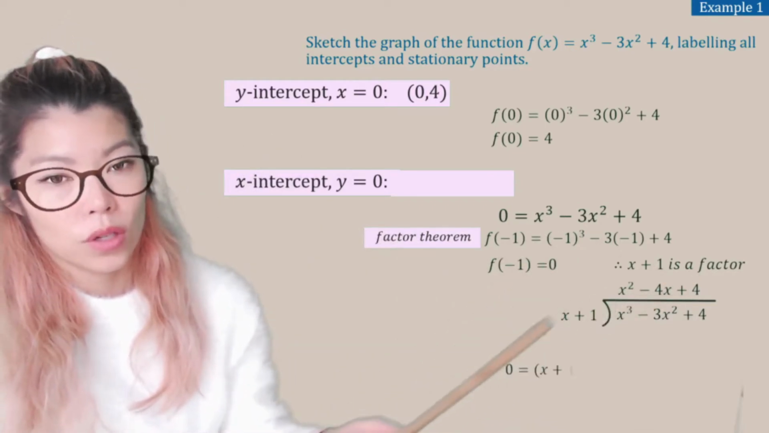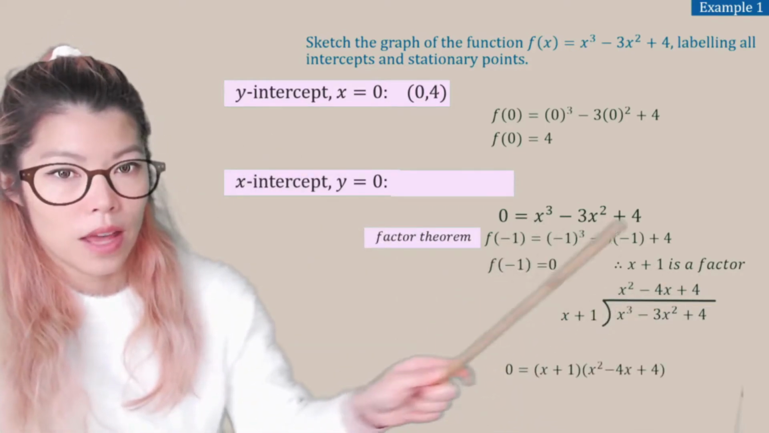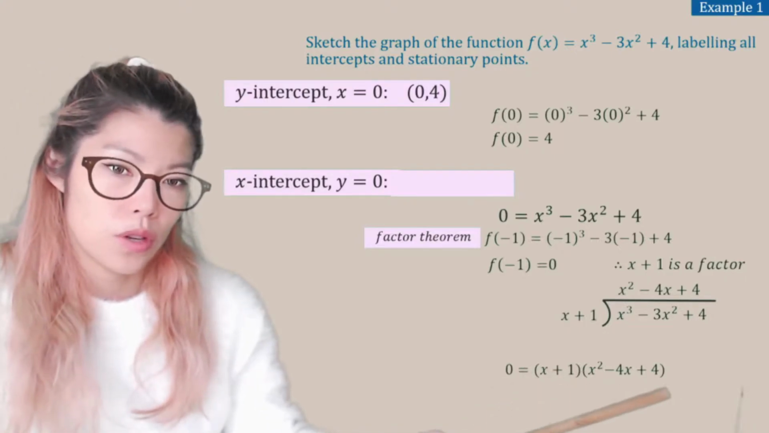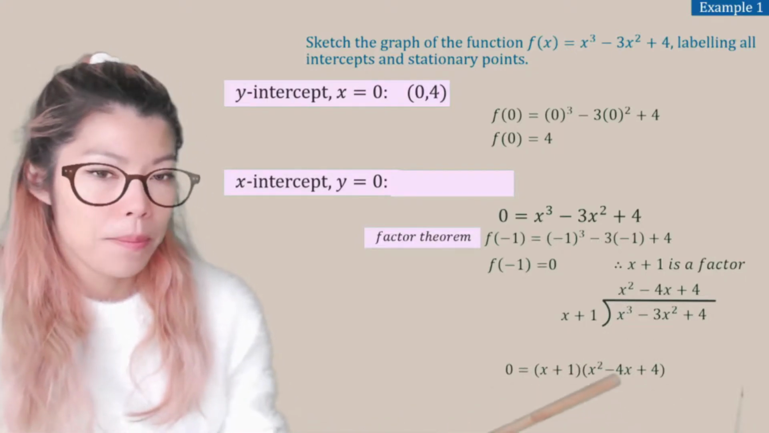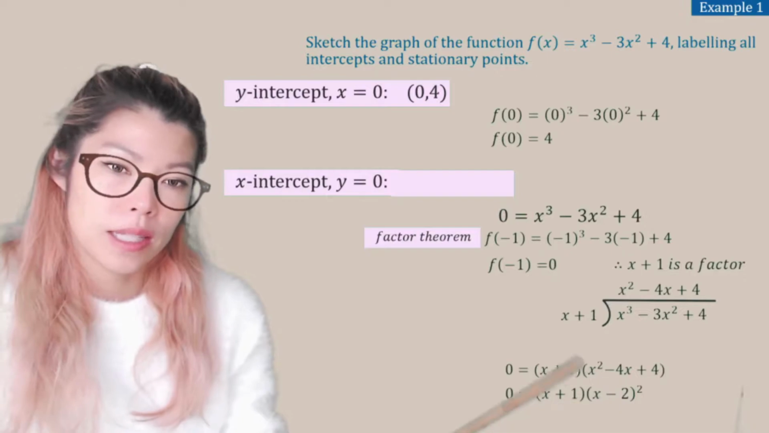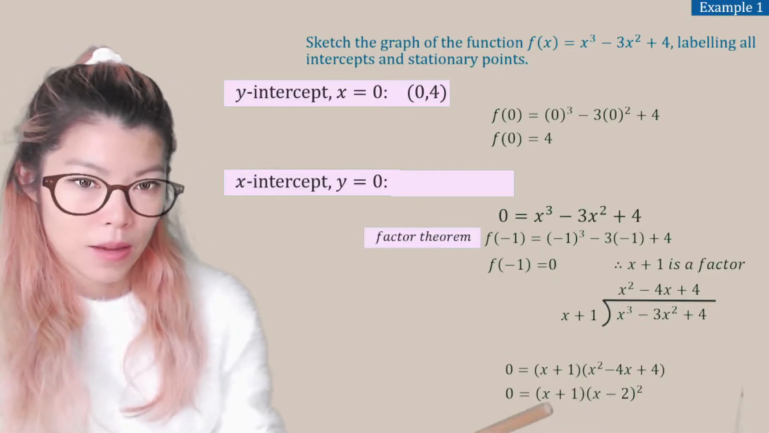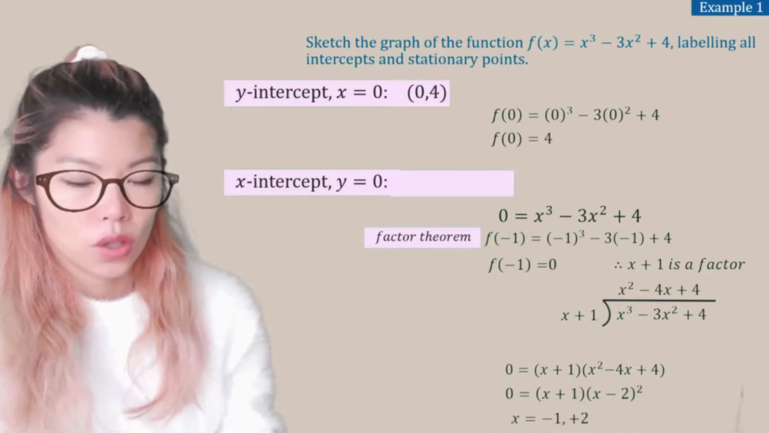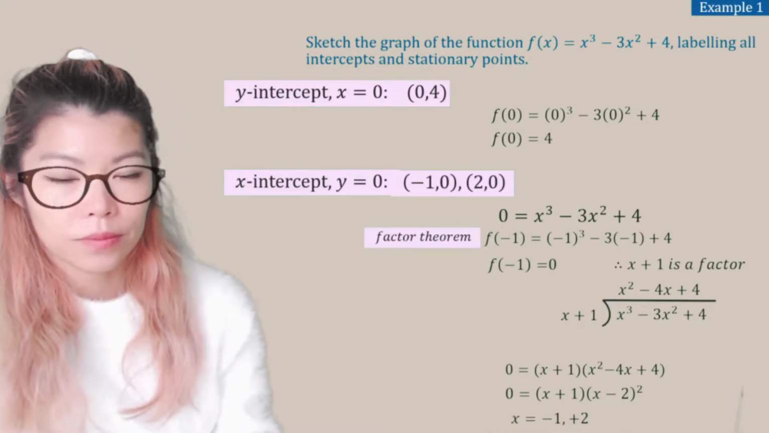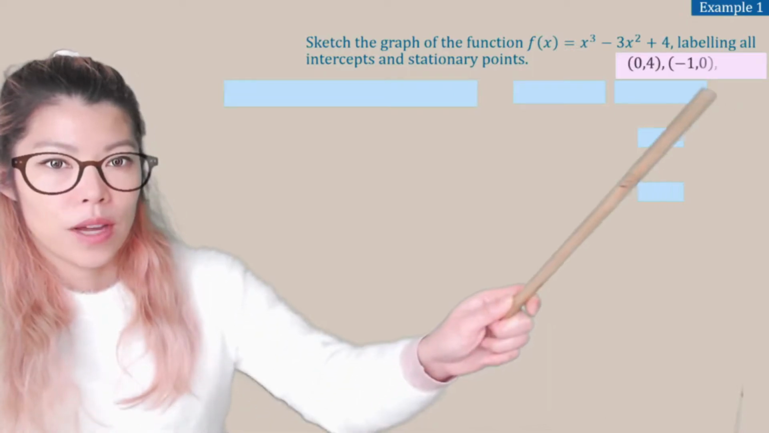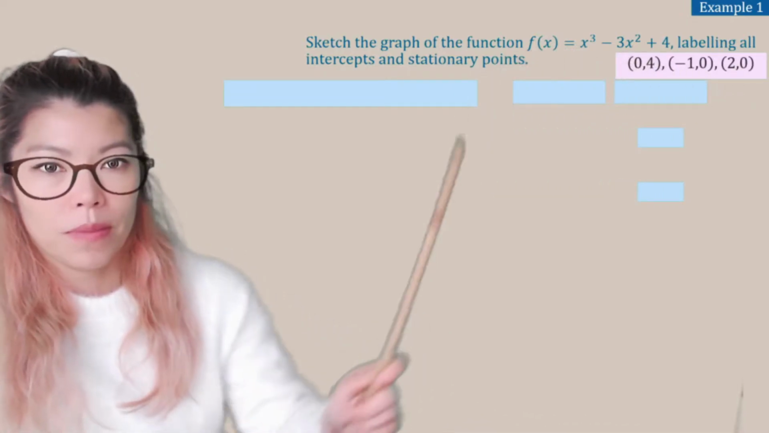Now we have the quotient, so we have that factorized as x + 1 and the quotient. Can you do anything with that part? Yes you can. That's just (x - 2)^2. Now we've factorized it, we can find the x-intercepts as -1 and 2. I'm going to write the x-intercepts and the y-intercept up there.